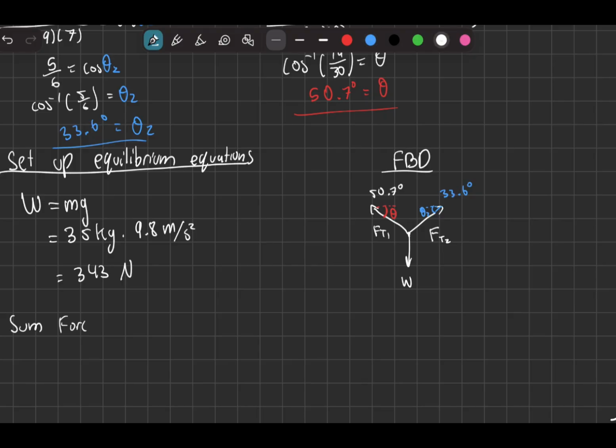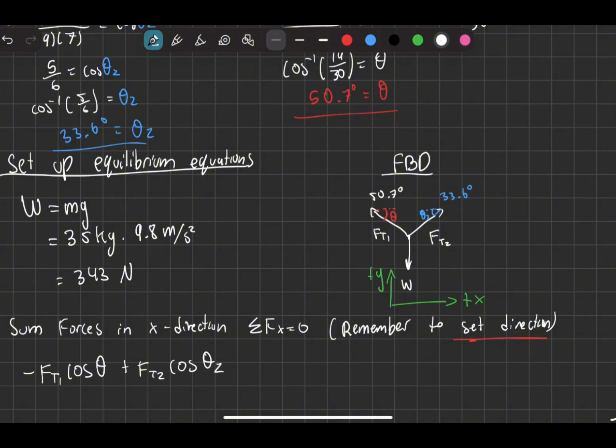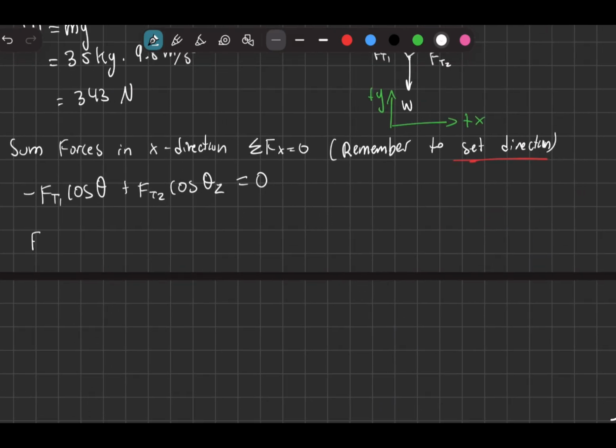So since we know that our system is in equilibrium, we know that the sum of forces in the x direction needs to be equal to 0, and the sum of the forces in the y direction has to be equal to 0. And it's also important to set the direction. Here I am choosing to the right as positive x and up as positive y. So here I am doing the forces in the x direction, and I'm doing negative FT1 because it's going against the direction I set as positive x. So therefore it's negative FT1 cos theta plus FT2 cos theta 2, because it's going in the positive x direction.